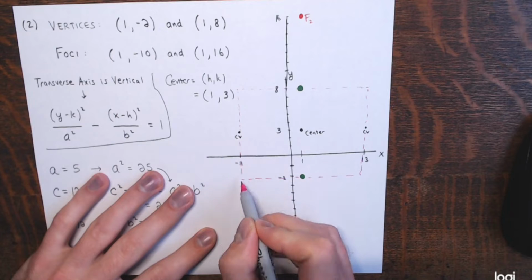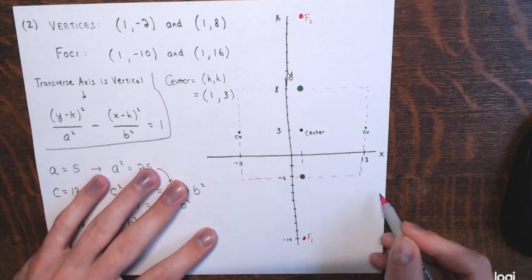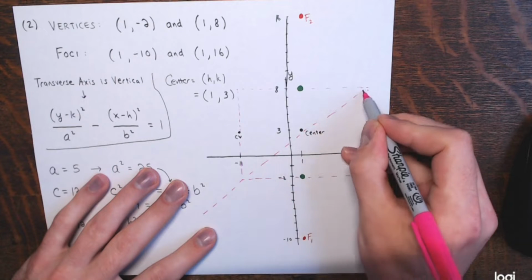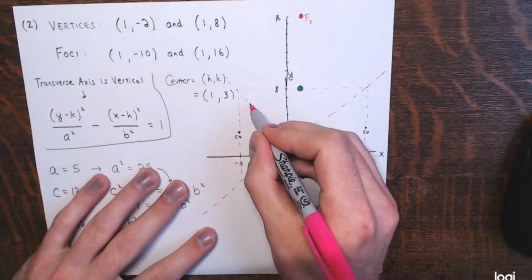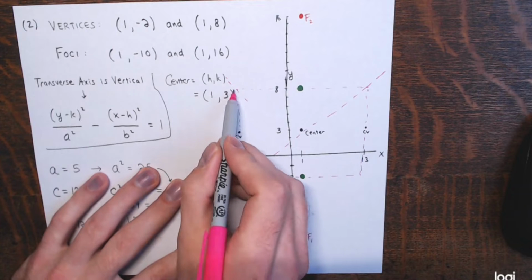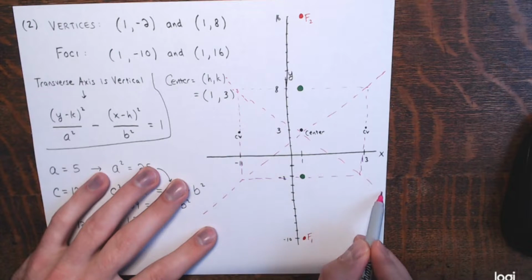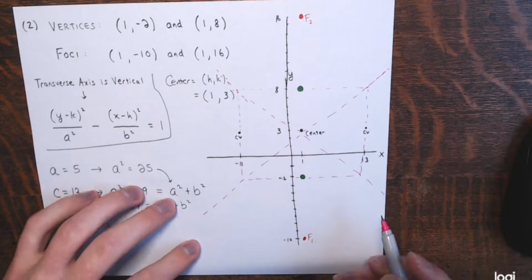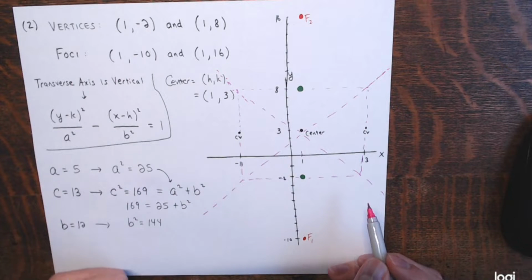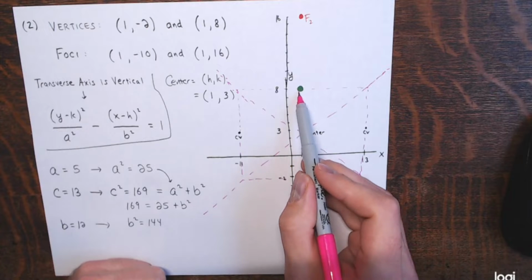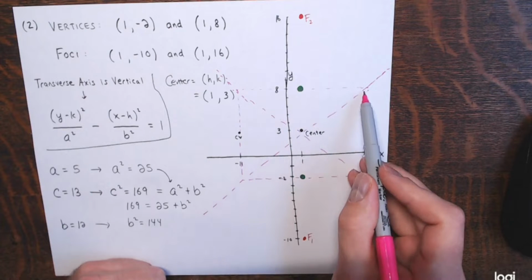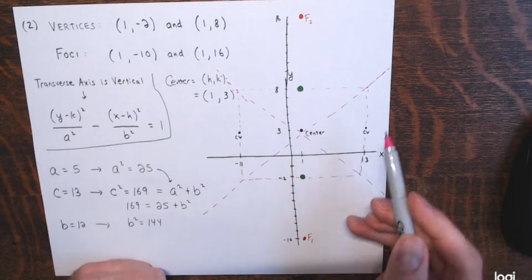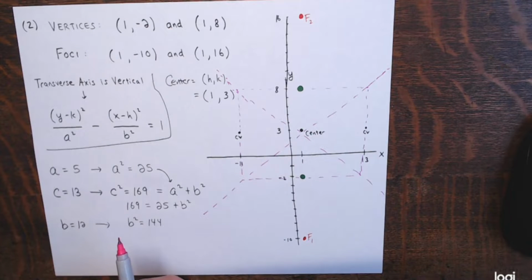And then through the corners of this rectangle and through the center go the asymptotes. This isn't good, sorry. I knew it wouldn't be the greatest drawing, but here are these asymptotes. And the slopes of these asymptotes, a was 5 and b was 12, right? I went up 5 and then right 12. So the slopes of these asymptotes are 5/12 and -5/12.